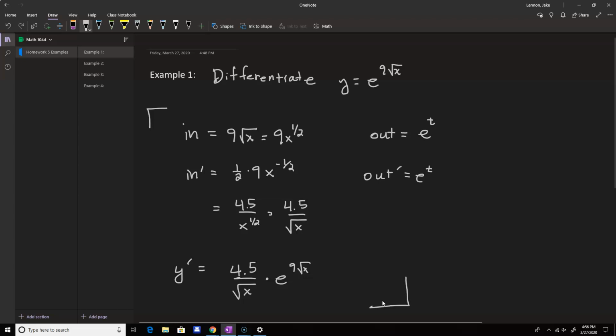They may have left it as 9 over 2 instead of 4.5. That would essentially be the same thing. So you may see them write it as 9 over 2 square root x times e to the 9 square root x. That's essentially the same thing. So if you want to do 9 over 2 as a decimal, or if you just want to leave it as a simplified fraction, it doesn't really matter. Either one of those is going to be fine. Okay, so let's go to the next example.